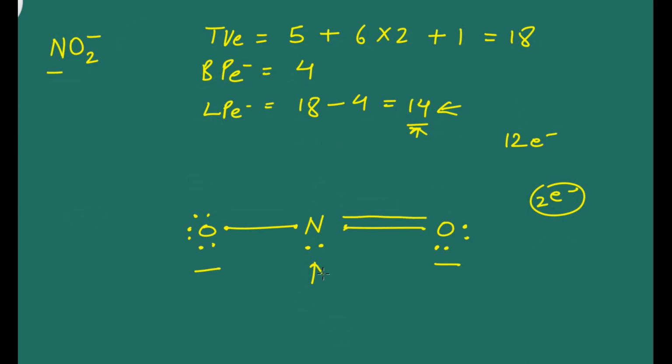Now when you calculate, all the atoms have their octet complete. And if you calculate the formal charge, you will find that nitrogen has a formal charge 0, this oxygen has a formal charge 0, but this oxygen has a formal charge minus. That negative sign is shown in this place, right? So that's how you have to calculate the total number of valence electrons, bond pair electrons, lone pair electrons, and draw the Lewis dot structure of any molecule.